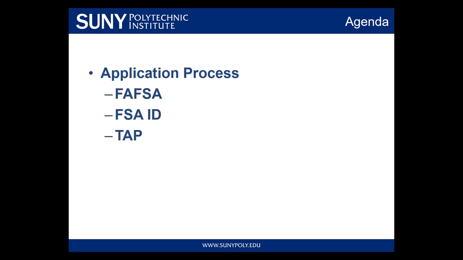The very first step to applying for most financial aid funds would be completing the federal form, which is called a FAFSA, the Free Application for Federal Student Aid. You would also need an FSA ID in order to sign the FAFSA electronically. Once you've completed the FAFSA, New York State residents can continue on to the Tuition Assistance Program, or TAP application.